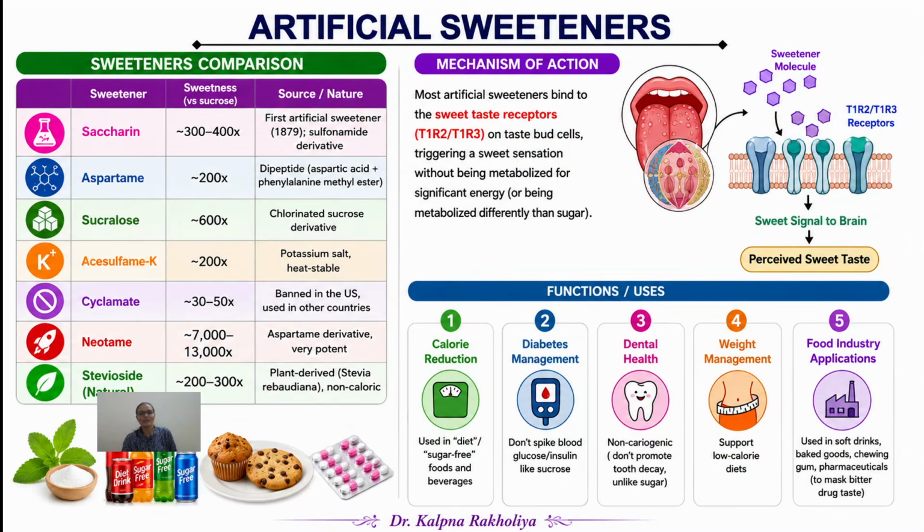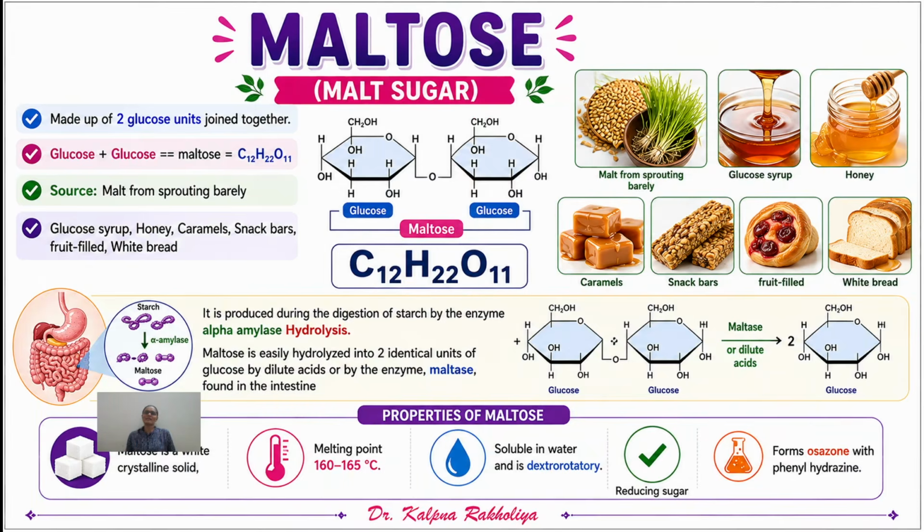So these are the artificial sweeteners. Let's discuss maltose. Maltose is a malt sugar made up of two glucose molecules joined by a glycosidic bond. This is the structure of maltose.